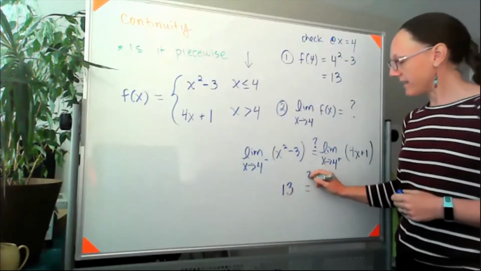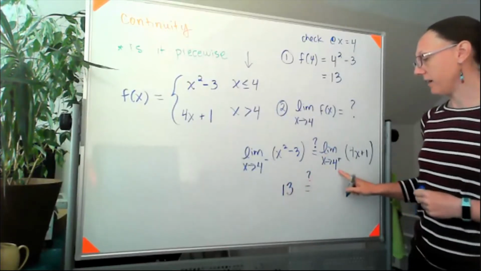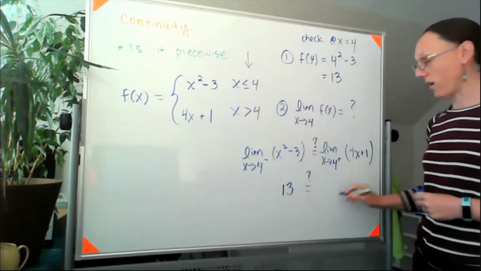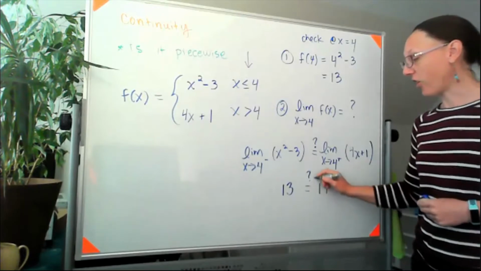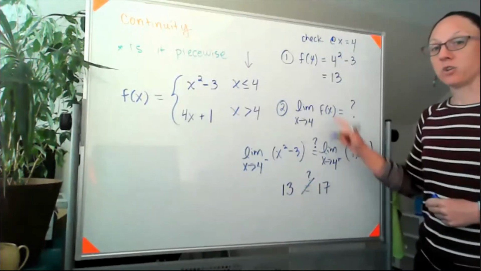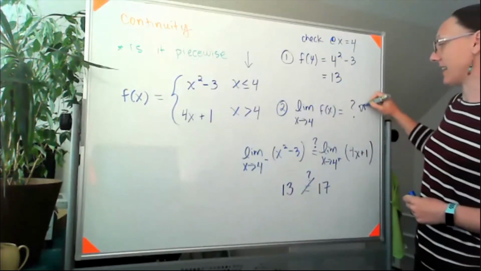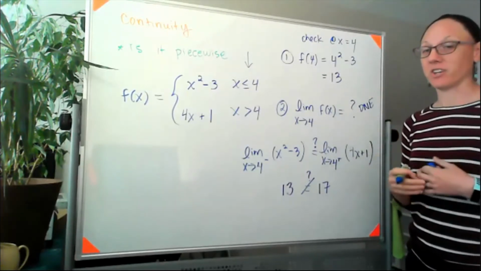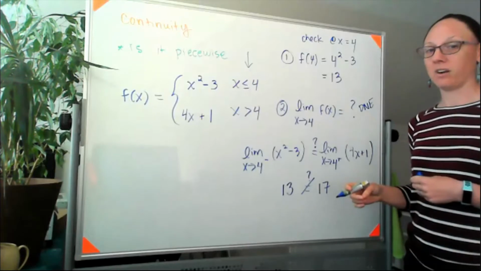And I want to know, is that the same thing we get over here? Well, when I plug in that 4, I'm looking at 16 plus 1, and I get 17. They're not equal, which means this limit does not exist, which also means we can stop there. The function is not continuous at 4.